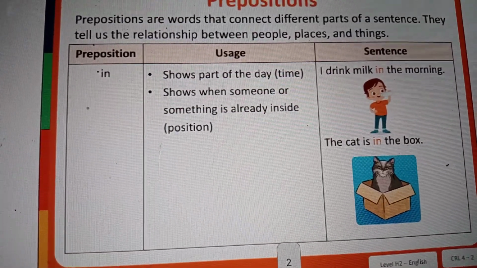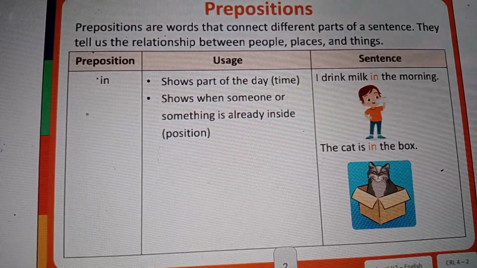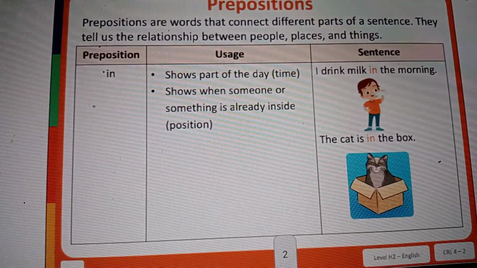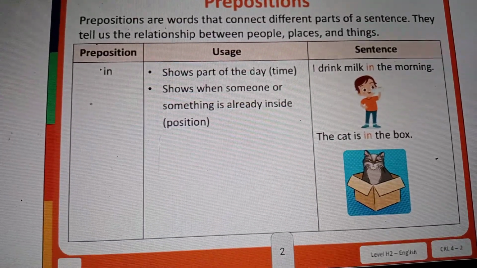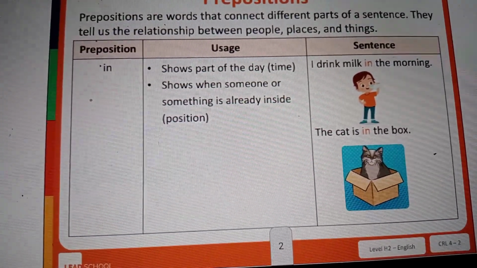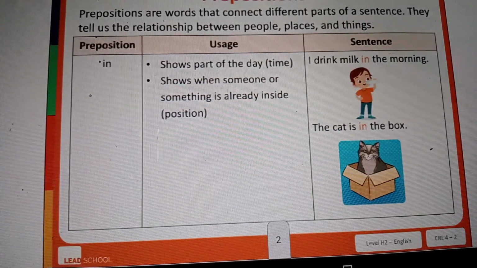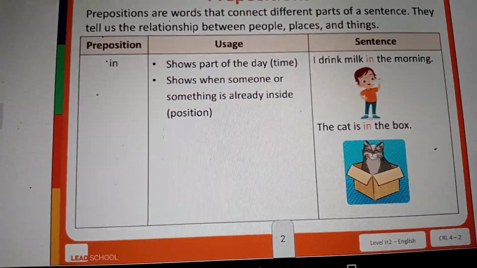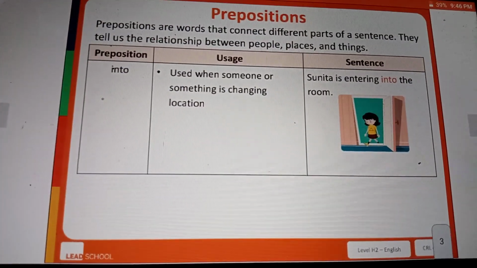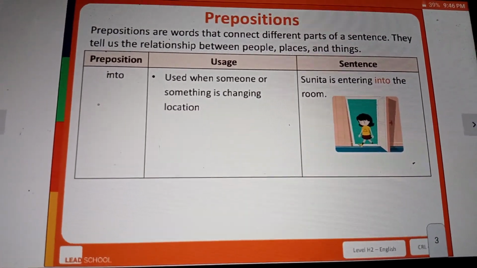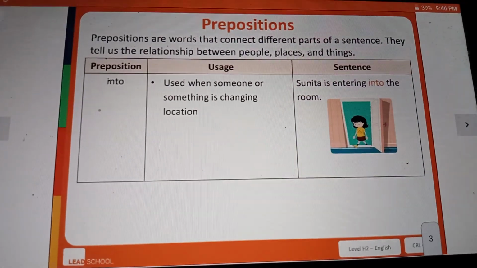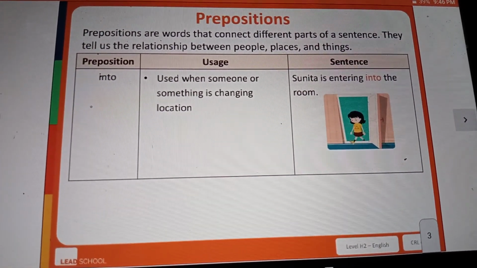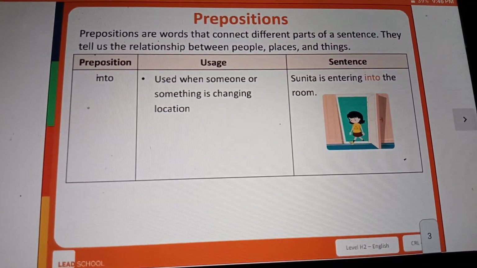The next word, in, shows the part of a day. It also shows when someone or something is already inside. I drink milk in the morning. The cat is in the box. The next, into, is used when someone or something is changing location. See the example: Sunita is entering into the room.